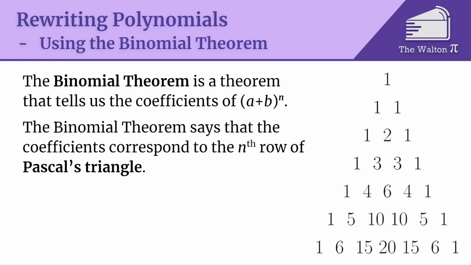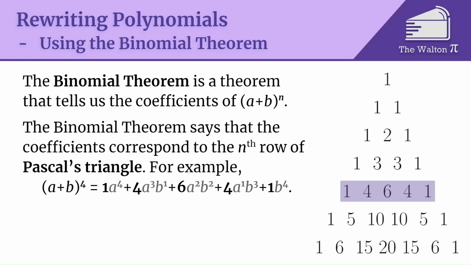So it is a little tricky. It's not the first row, it's the 0th row. Then the 1, 1, that's the first row. 1, 2, 1 is the second row. 1, 3, 3, 1 is the third row. 1, 4, 6, 4, 1 is the fourth row, and so on. So for example, if we look at a plus b to the fourth, that's 1a to the fourth plus 4a cubed b to the first plus 6a squared b squared plus 4a to the 1 b to the 3 plus 1b to the 4. That's how this is going to expand out.